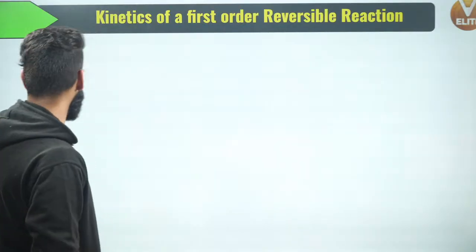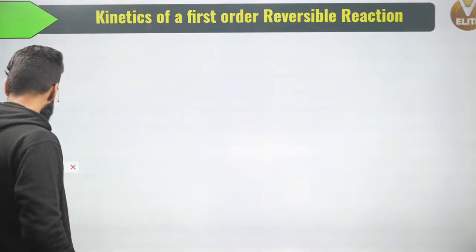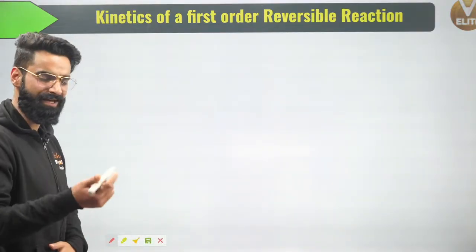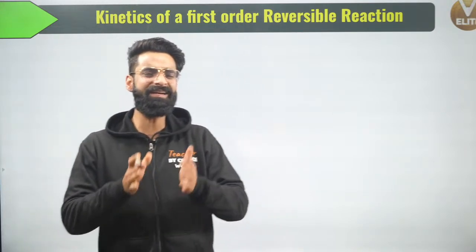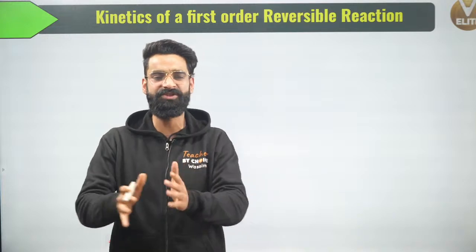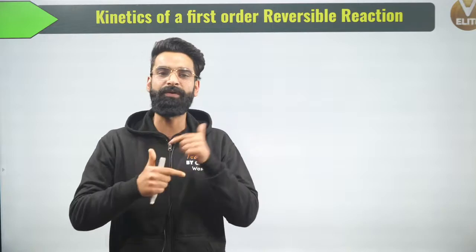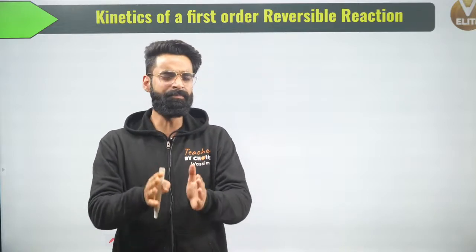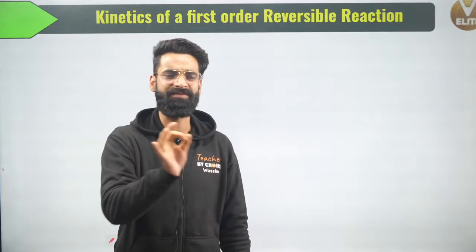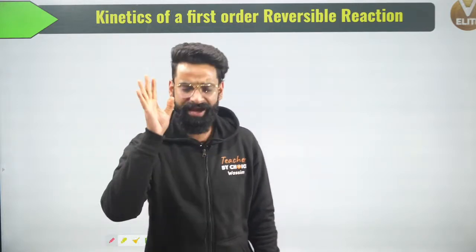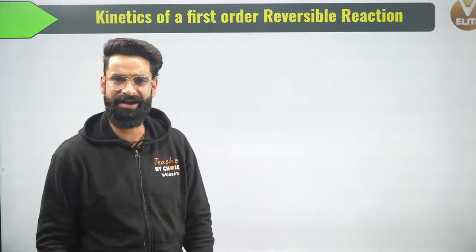Alright guys, so let's start with kinetics of a first order reversible reaction. First of all, what is a reversible reaction all about? As you all must be knowing, we have studied these reversible reactions in detail in the chapter Chemical Equilibrium. And in that chapter, how did we define reversible reactions? Simply, reversible reactions are the ones which can proceed in forward as well as backward direction. Any reaction which can proceed in forward as well as backward direction, that's what we call a reversible reaction.